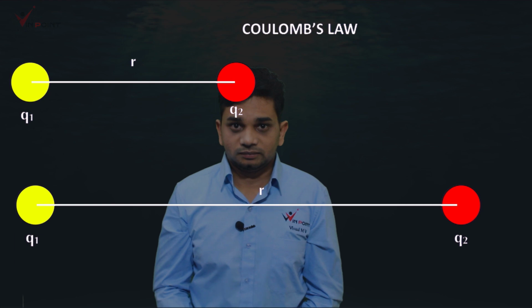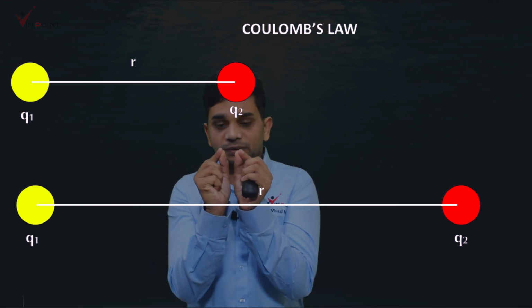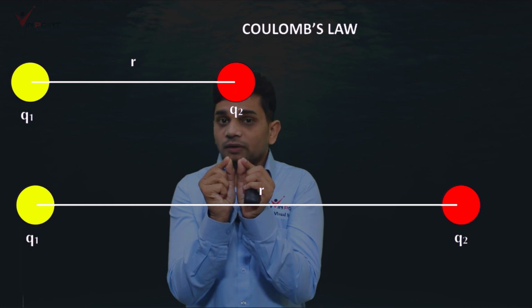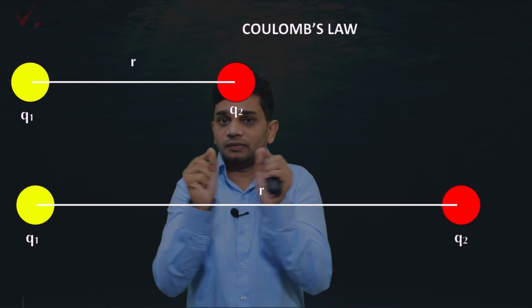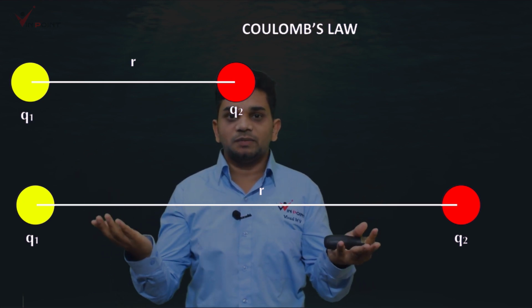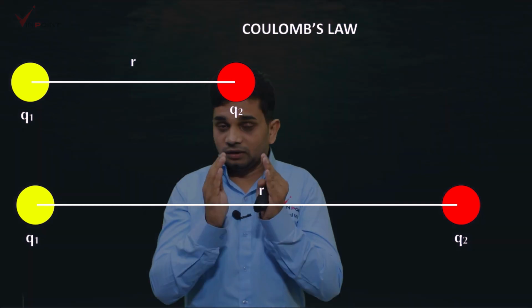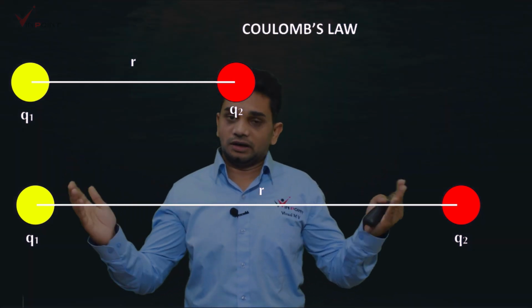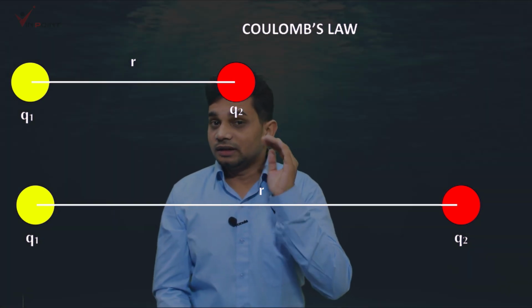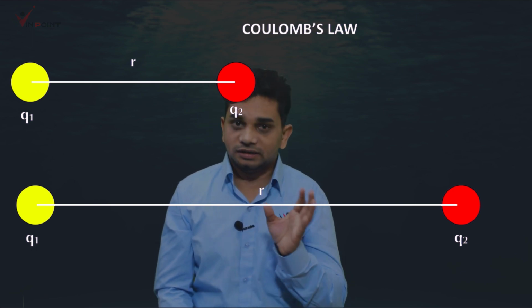Just imagine you have two magnets. You are keeping the magnets very close to each other. The attractive force will be more, right? If we are keeping the magnets far away from each other, there will be less attractive force. The same thing: if we are keeping the charges close together, the attractive force will be more. If the charges are far away from each other, the attractive force will be less. So the next factor which the force of interaction depends on is distance.